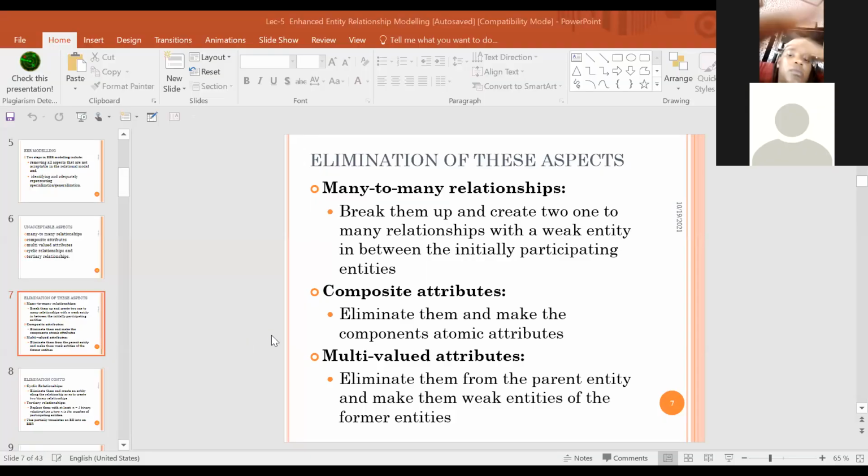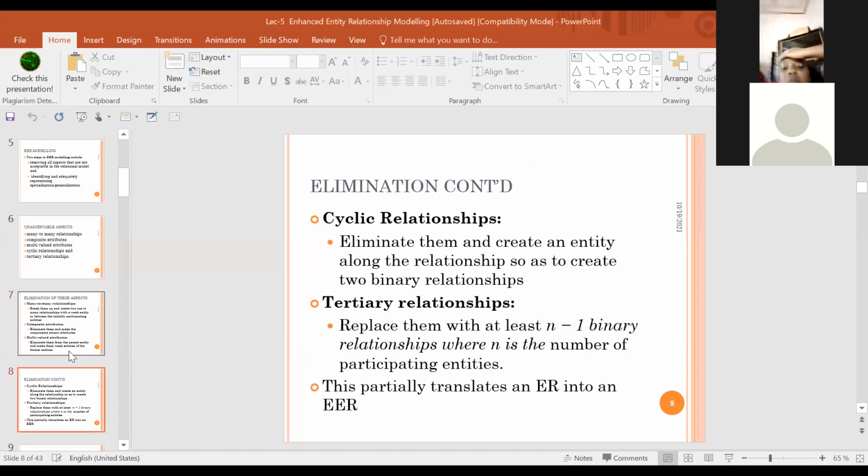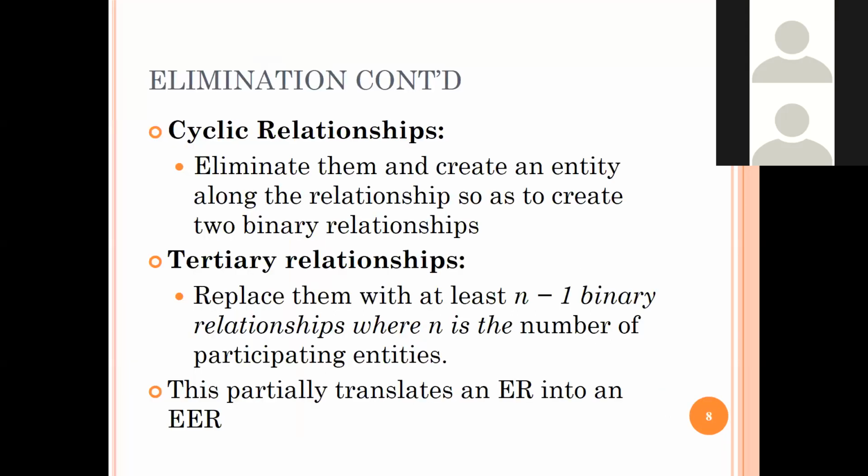So that's how we deal with multi-valued attributes. And then when we go to cyclic relationships, remember we said that it is that relationship type that has only one particular entity participating. So where you have a cyclic relationship, you eliminate them by creating an entity along the relationship. In other words, where there is a relationship type, you create an entity for that particular cyclic relationship.